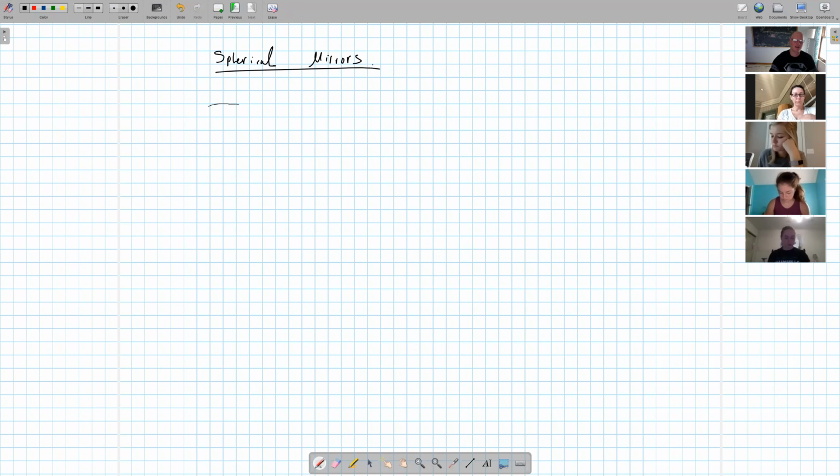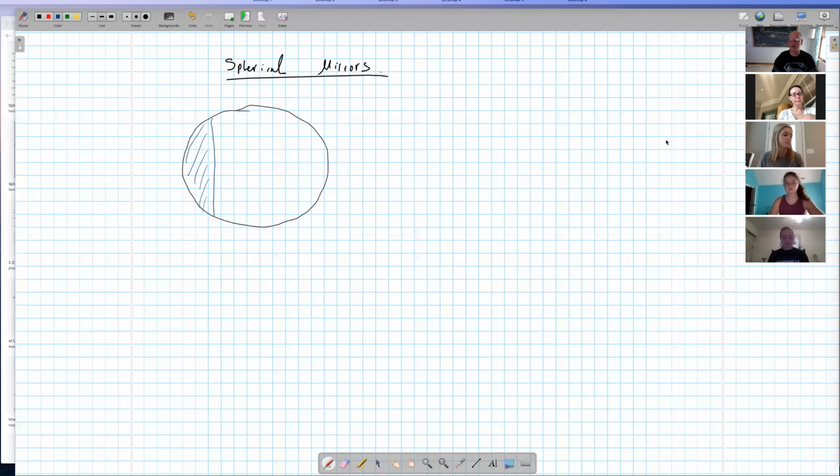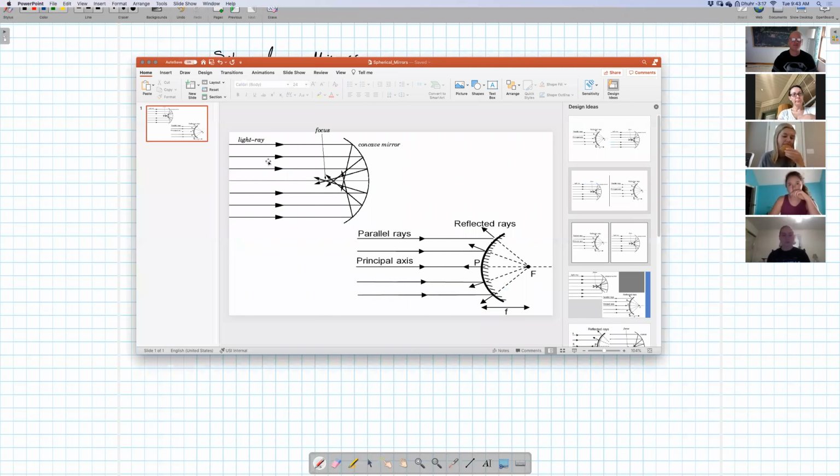Here, imagine that you started off with a sphere, which is a reflecting surface, and we're going to create two different types of mirrors from this by simply cutting it. So we're going to cut off a section of the mirror. Basically, I'm going to remove this entire section. So here we're going to be able to create two different types of mirrors. The first one is what's called a concave mirror, and the second one's called a convex mirror.